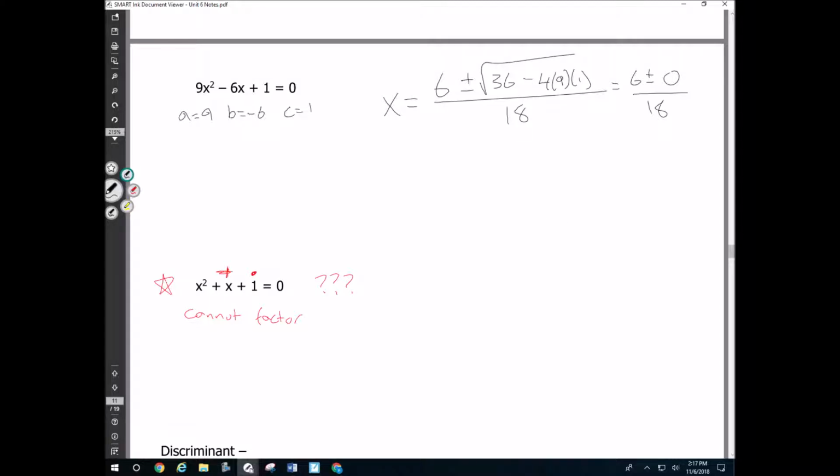If I add 0 to 6, I still get 6. Divide by 18, I get 1/3. If I subtract, I still get 6. Divide by 18, I get 1/3. Turns out this only has one solution. If I factored this, we'd get 3x minus 1 times 3x minus 1. Another way to confirm my answer is just 1/3.